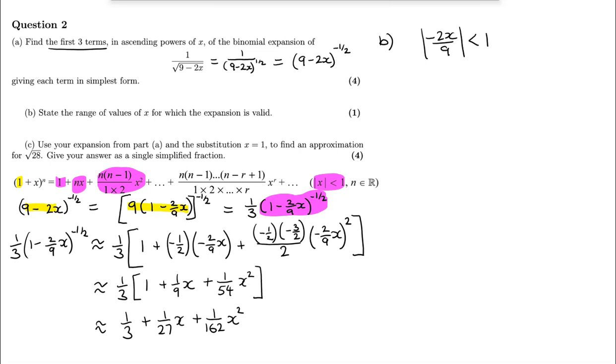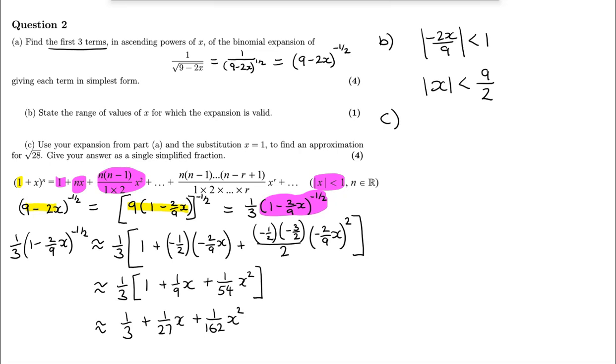So the modulus of minus 2x over 9 has to be less than 1. So what I'm just going to do is look at what values of x it's valid for, and I'm just going to simply multiply by 9 and divide by 2. And I'm just going to ignore the negative because we're taking the modulus of this anyway. So multiply by 9, divide by 2, and then those are the values of x where it's going to be valid. Okay, so nice and simple. It's only 1 mark, so we're not going to have to do much for that.